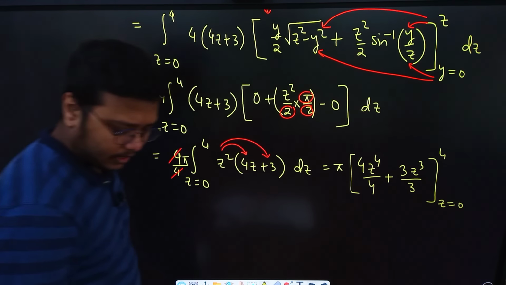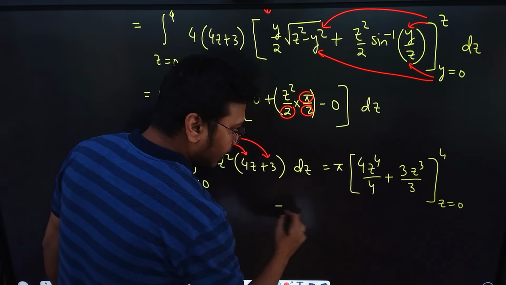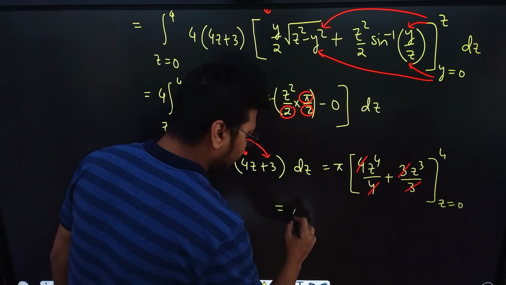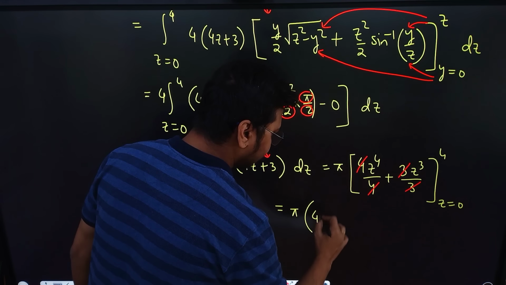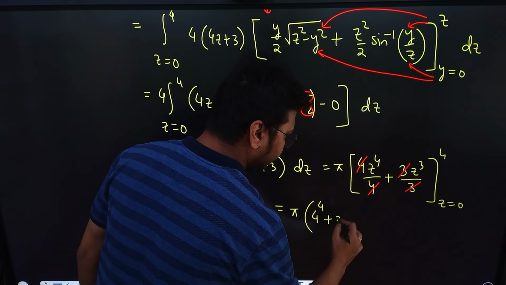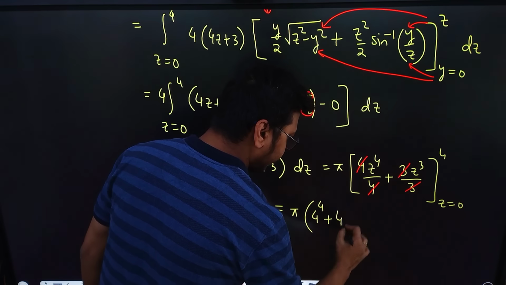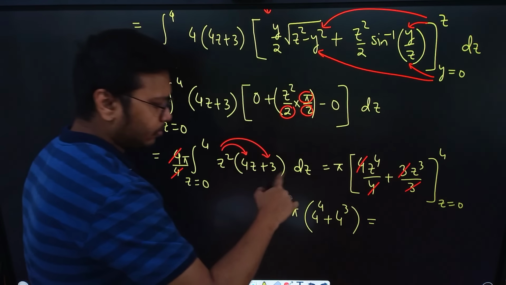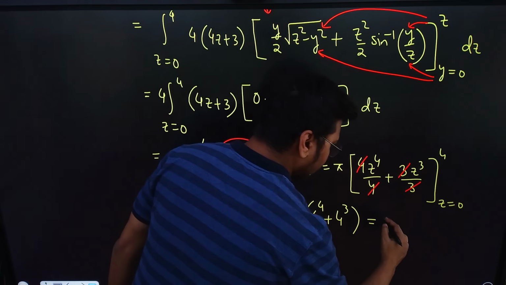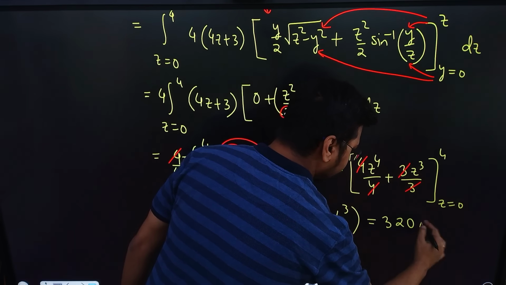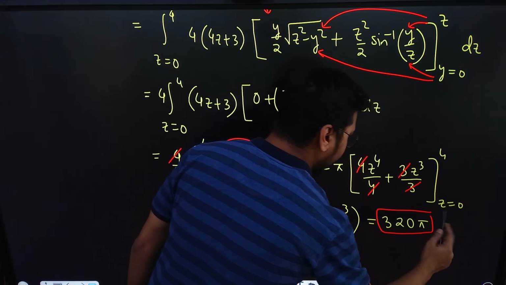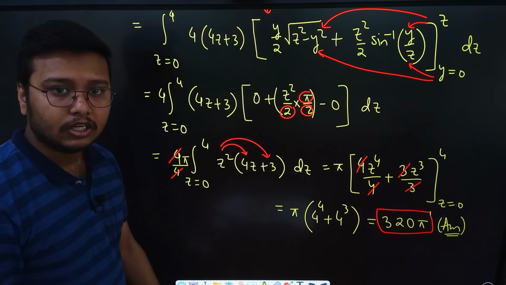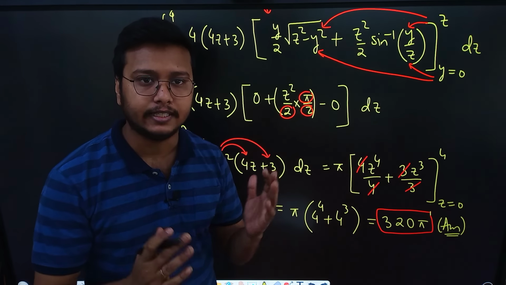Okay, and now if I just plug in the value, the 3 and the 4 are going to get cancelled. So pi times 4 to the power 4 plus 4 to the power 3. If I put the lower limits, that's going to be 0. So if I just calculate this, I think it's going to come up to 320 pi. Okay, and that's our required answer. So that's how we deal with divergence theorem.